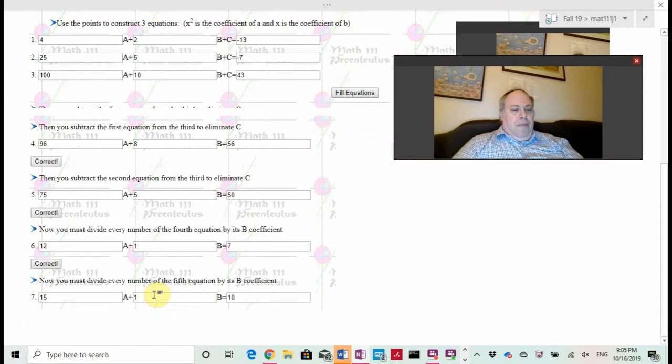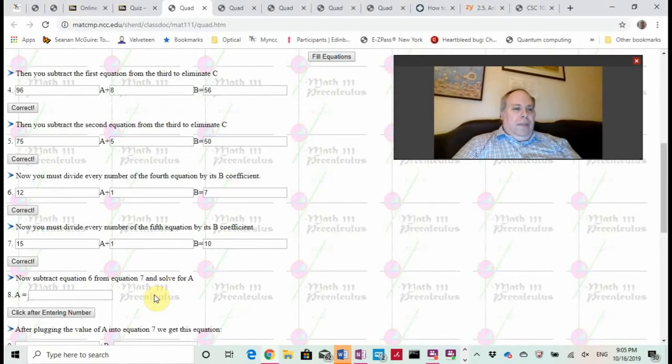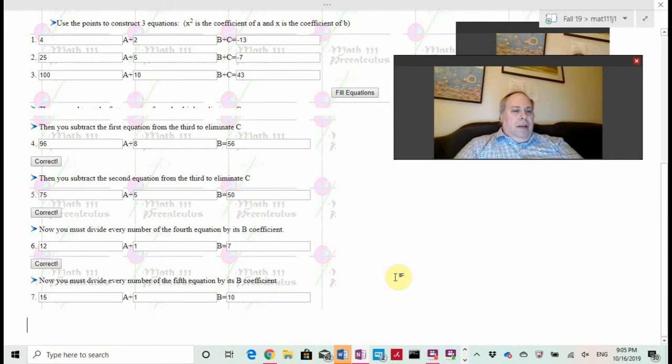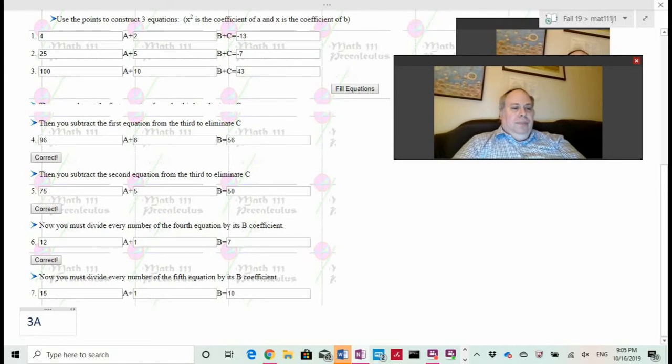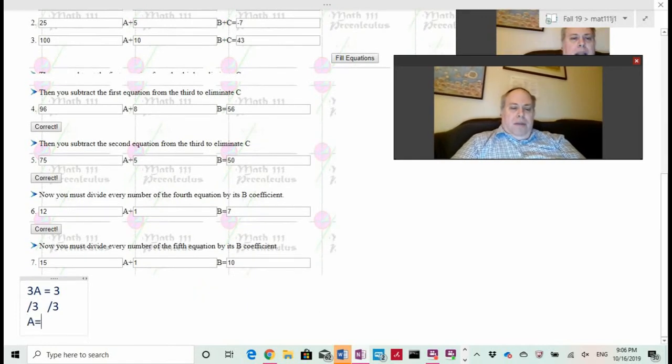So there you see. Now that we've done this, I'm actually going to go back to the notes. So what I'm going to do is subtract 12 from 15, and I'm going to get 3 a's. 1b minus 1b cancels, and 10 minus 7 is 3. 3a equals 3. We divide both sides by 3, and we get a equals 1.